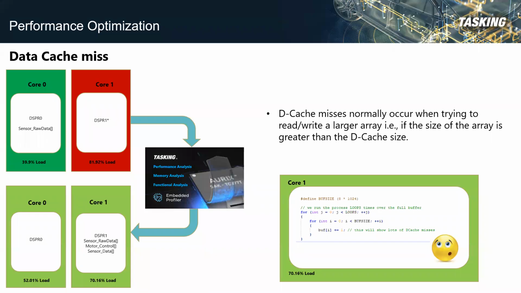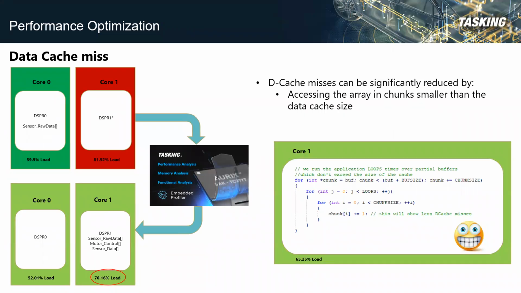And what you can see on the right hand side, I have a small code snippet taken from my project. I have a buffer size of 8 KB, and I'm trying to update an array with a data cache size which is just 4 KB. And because of this, obviously there will be a large number of data cache misses. And how can you reduce that? It is very simple. I will show you.